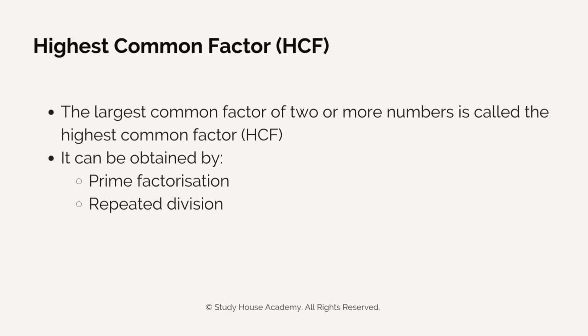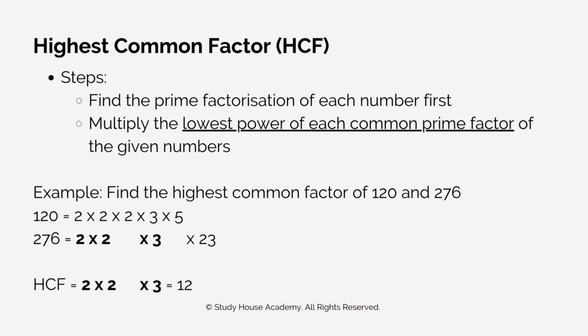The largest common factor of two or more numbers is called the highest common factor. It is obtained by prime factorization or repeated division. We first find the prime factorization of each number, then multiply the lowest power of each common prime factor of the given numbers. For example, find the highest common factor of 120 and 276. We get the prime factorization for 120 and 276 separately. Then we multiply the lowest power of each common prime factor, which is 2 times 2 times 3, giving us 12.